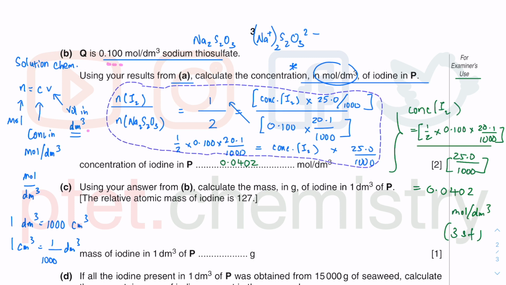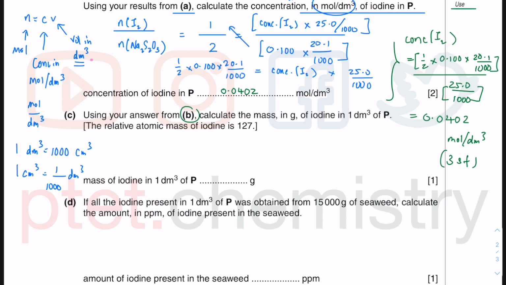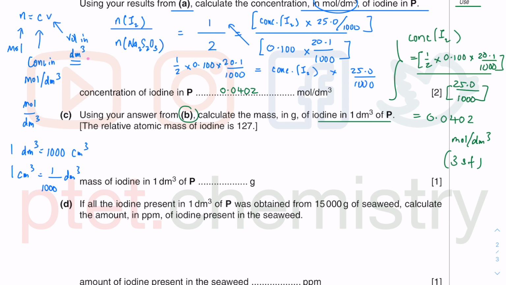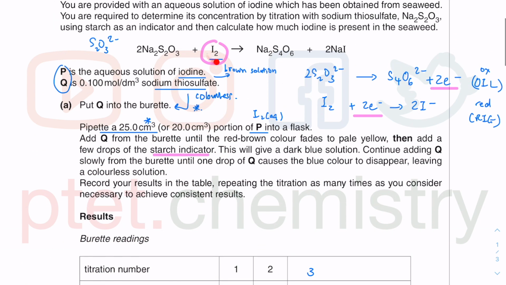Okay, I'm just going to move this up a little bit there. Now, using your answer from B, the concentration of iodine in P, calculate the mass of iodine in 1 dm cube of P. So they want the gram per dm cube of I2. The iodine, as shown in the question, is I2. They never say it's iodine atom. They never trick you in the practical paper.